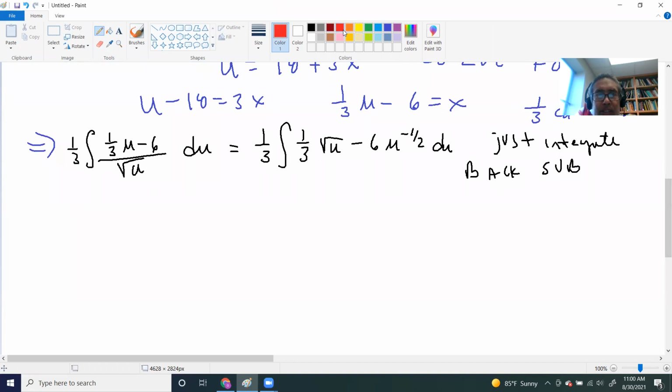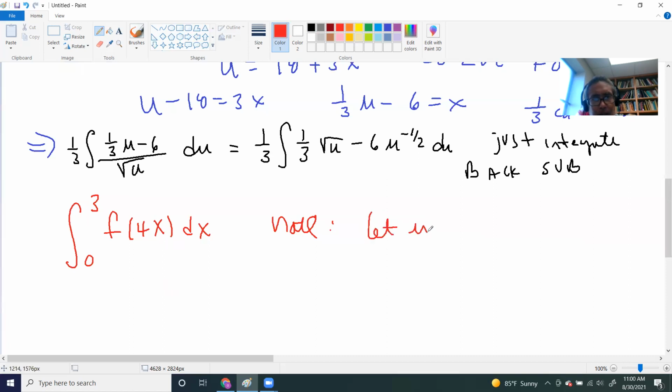Very last thing, let's just do this one in a different color. You have this integral here. Let's say you have the integral from 0 to 3 of f of 4x dx. Now note, if you let u equal 4x, 1/4 u is x, and 1/4 du is dx. So this thing is transformed into f of u times 1/4 du.